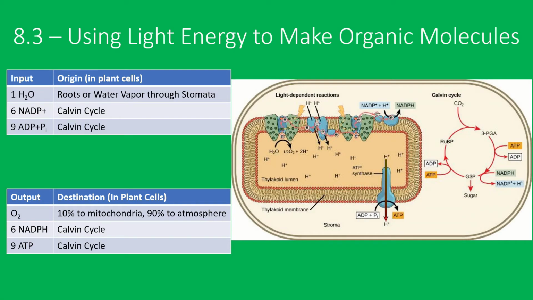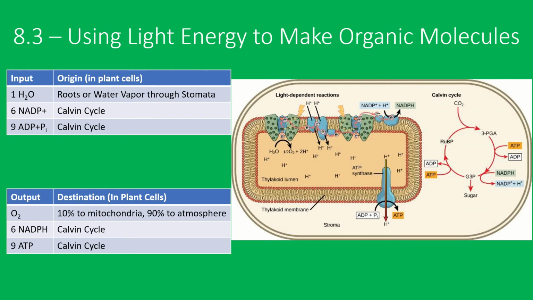The light reactions take place in the thylakoid membranes of the plant's chloroplast. So let's take a look at the inputs and the outputs of the light reactions. First, you need a water molecule, which comes from the roots or water vapor through the stomata. You need 6 NADP+ and 9 ADPs and inorganic phosphates, which both come from the Calvin cycle.